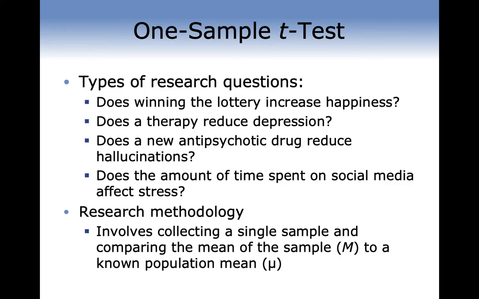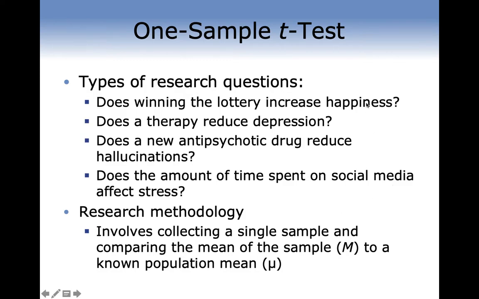and then comparing the mean of that sample to a known population mean, which is called mu. That's this Greek symbol that looks like a squiggly U. It's the Greek letter mu, and that's used to designate a population mean. So in order to do a one sample t-test, you have to have some information about a population of interest.